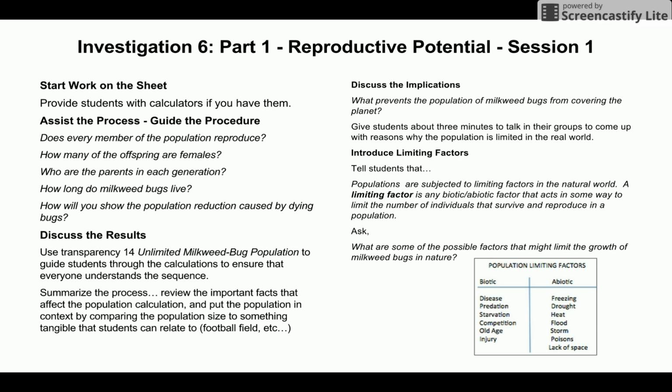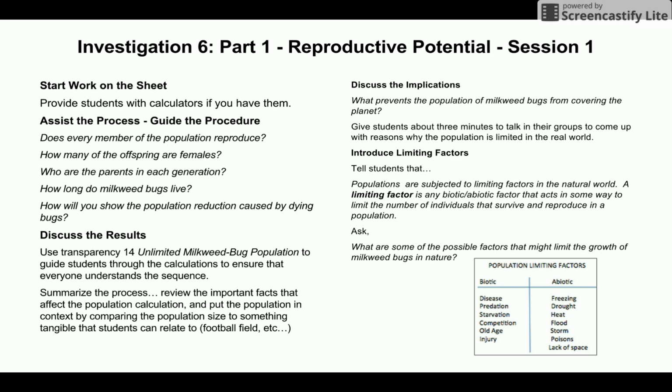Discuss the implications. Tell students that clearly the population of milkweed bugs does not increase in the real world at the rate we calculated. What prevents the population of milkweed bugs from covering the planet? Give students about 3 minutes to talk in their groups to come up with the reasons why the population is limited in the real world.